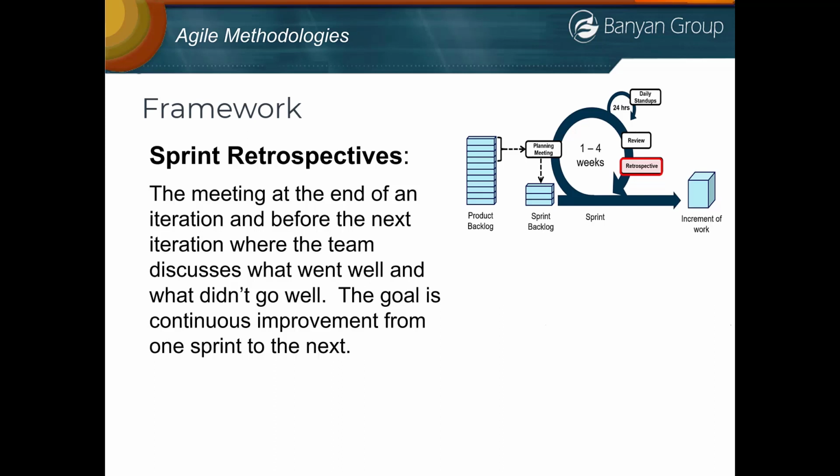This meeting typically happens shortly after the review meeting. The meeting is at the end of an iteration and before the next iteration, where the team discusses what went well, what didn't go well, right? What went well do we want to continue doing, and what didn't go well that we need to improve on? The goal is continuous improvement from one sprint to the next.